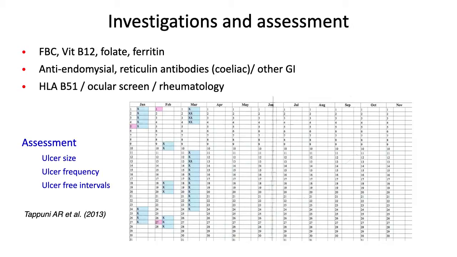Specifically, we're interested in ulcer size, and I often draw ulcers and get patients to point with an arrow the range of ulcer size. And we've already established with our ulcer diary the frequency and ulcer-free periods. But there are more detailed ways of assessing ulcer severity, and one such method is published by Tapuni and Steve Chalicum in 2013, which uses 6 parameters of oral ulceration for their score method.